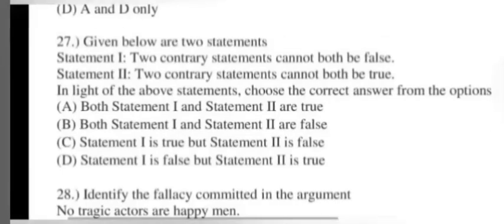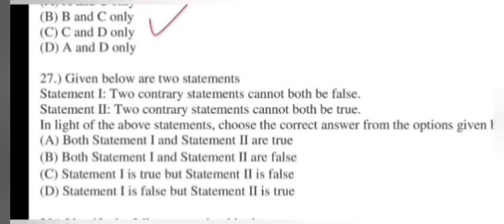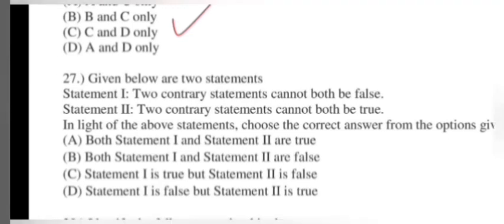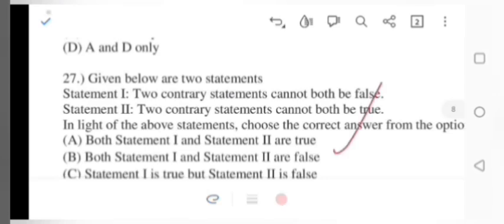Next, 27 says, given below are two statements. Statement 1 says two contrary statements cannot both be false. Statement 2 says two contrary statements cannot both be true. So what will be true then? Option A, both statements 1 and 2 are true.